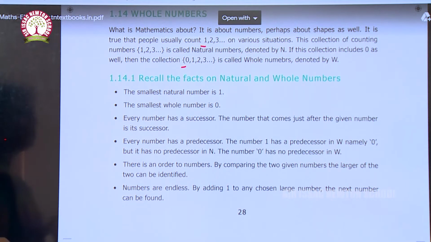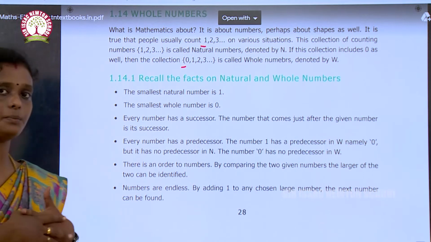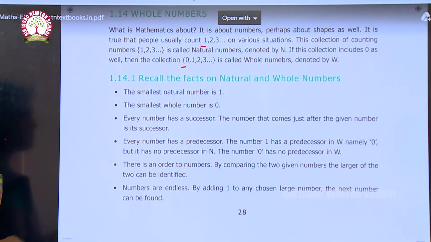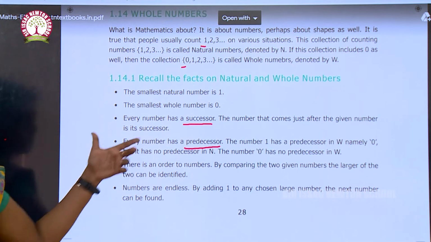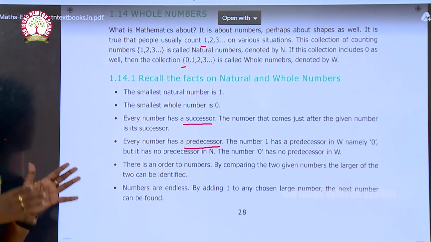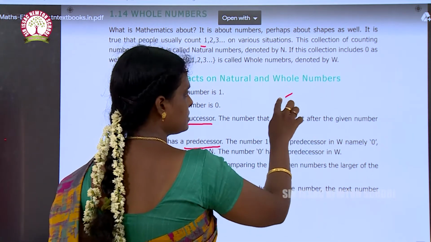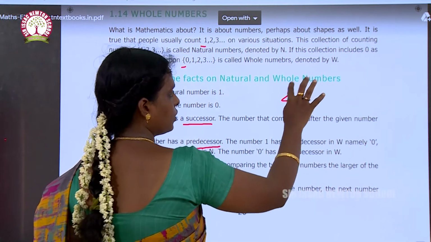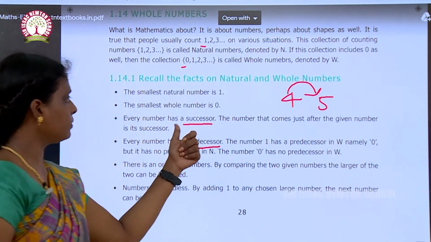Okay. And every number has a successor and a predecessor. What is a successor and a predecessor? You learned this in our previous class itself. What is the difference? Successor means the number that comes just after the given number. If the given number is 4, what is the successor of 4? The number which comes next to 4 is 5. So 5 is the successor of 4.